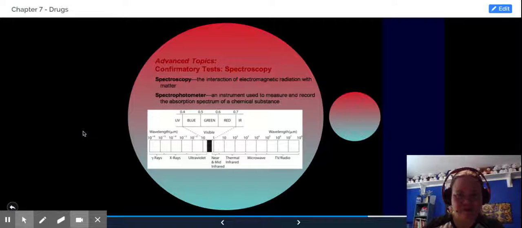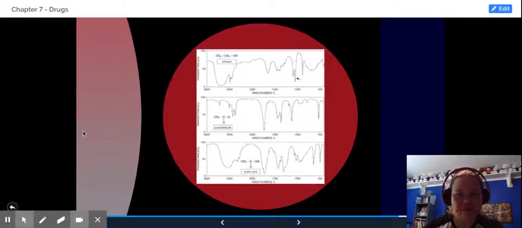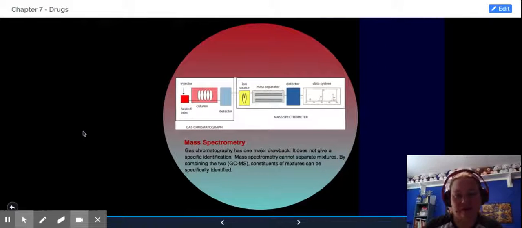Confirmatory test spectroscopy looks at electromagnetic radiation, and they use a spectrophotometer. You did this in the CSI virtual lab, and these would be the results. These are the different graph results for ethanol, acetaldehyde, and acetic acid. Infrared spectrometry absorbs light in the infrared, and then they compare these results to a reference to confirm the identity of an unknown substance.